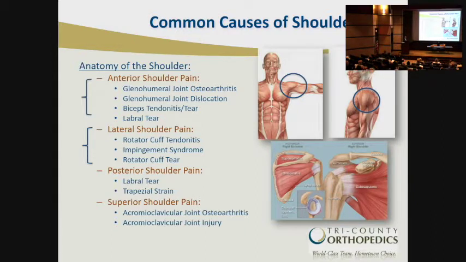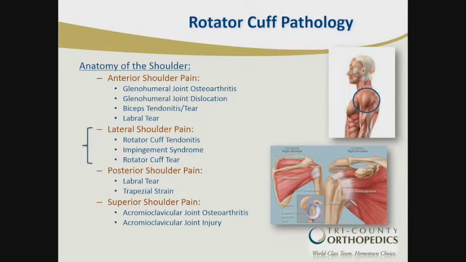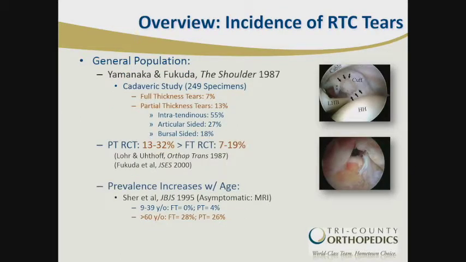Posterior shoulder pain tends to be more muscular. Usually it's trapezial, periscapular muscle strain, but sometimes it can be indicative of a labral pathology or labral tear. And superior shoulder pain, there's one joint right on top of the shoulder called the AC joint. That's typically the problem if somebody comes in with more superior located pain. So let's start by talking about rotator cuff pathology. I think that's probably by far the most common presentation to your offices.